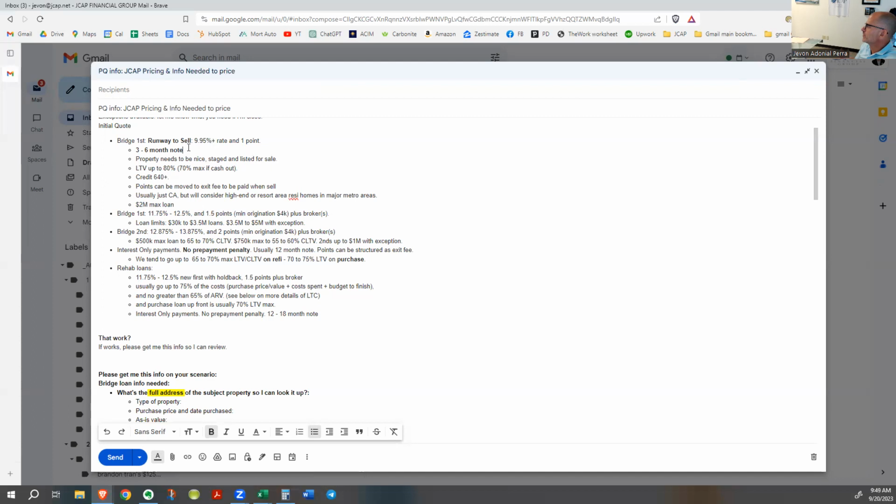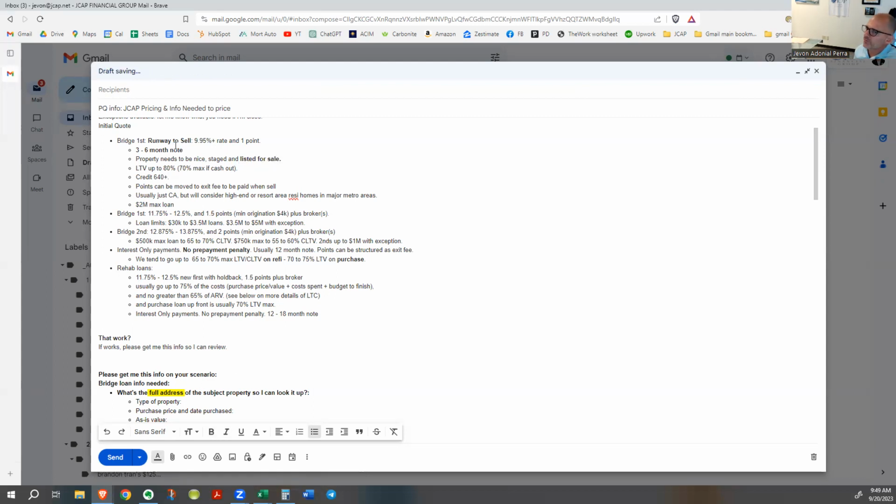A 12-month term is usually a short-term loan, considered bridge, because it's like, I want to get from here to there for you, and you already have an exit in 12 months. It's just a short bridge loan. It's mostly what we do. 3 to 6 months is even shorter. That's like crazy short. So that's why the rate is lower, because most of our rates are closer to 12%. This product is because the property needs to be nice, staged, and listed for sale. That's the main part about this particular product.